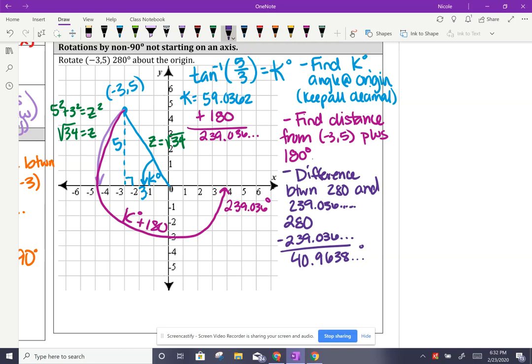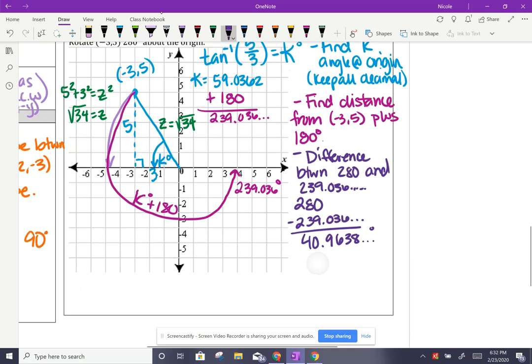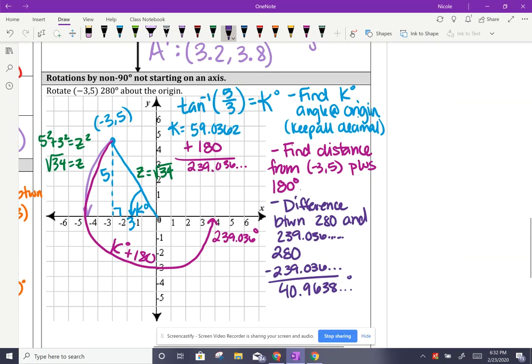So from this x-axis, I'm going to go up. I'm going to rotate up an additional 40.9638 degrees and find my new point. Now my radius doesn't change, and I'm just going to sketch out a point. It doesn't necessarily have to go exactly where it's supposed to because this is just a sketch.